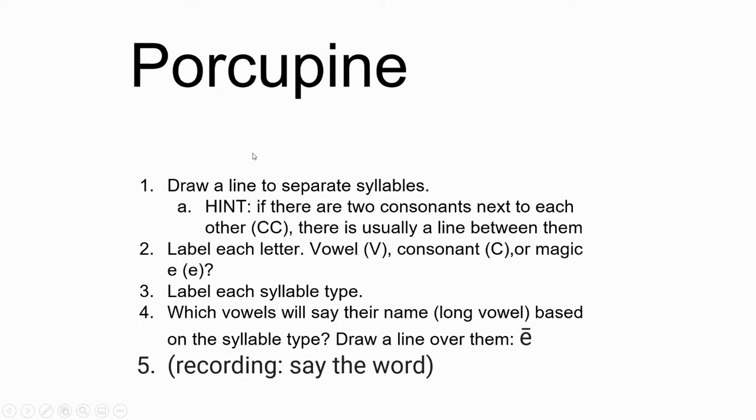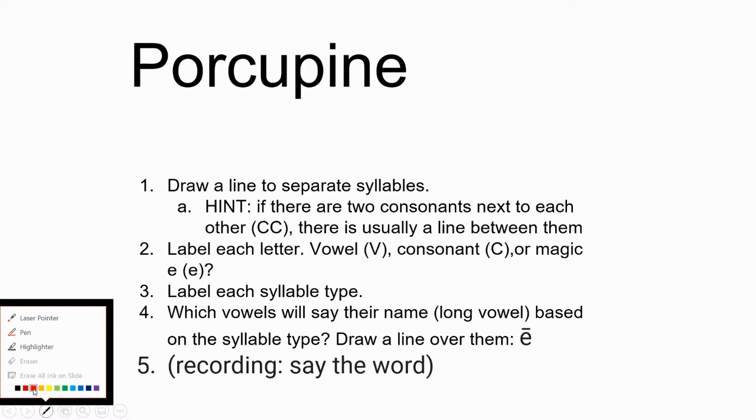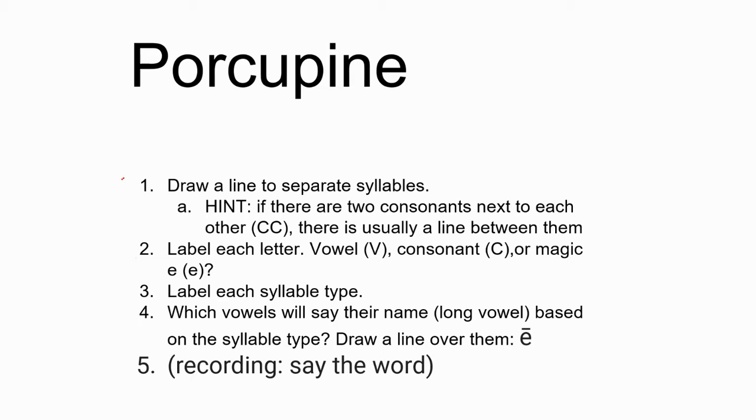So, we are going to talk about reviewing reading long words. Here are the 5 steps that I'm going to do. First, you draw a line to separate the syllables, then you label each letter, you label each syllable type, you mark up which vowels are going to say their name, and then finally you say the word. So, first thing is I'm going to draw lines to separate the syllables.